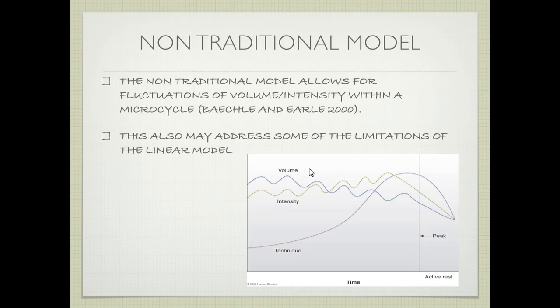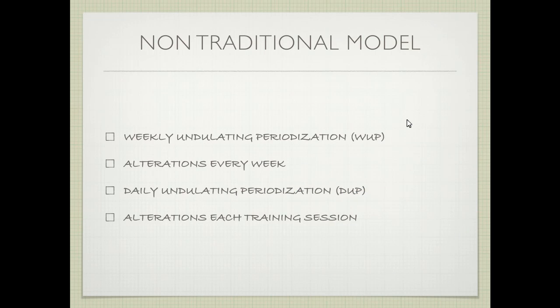So one way to counter this is the non-traditional model. In non-traditional, you're changing it up every week or every day. And you can see the volume and intensity undulate faster. So you have weekly undulating alterations every week, or daily undulating alterations each training session.